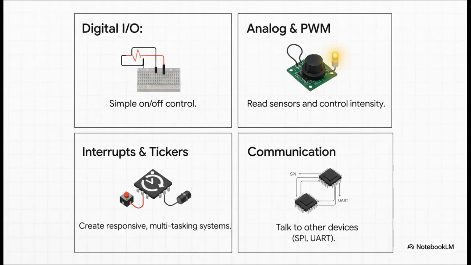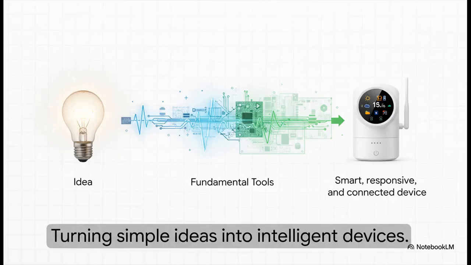So let's do a quick recap of the building blocks we just covered. We have digital controls for simple on-off actions. We have analog and PWM for reading the world and controlling things with nuance. We have interrupts and tickers to make our projects responsive and able to multitask. And finally, we have communication protocols to connect to a whole world of other electronics. And these aren't just abstract ideas. This is your toolkit. These are the fundamental principles you're going to use to turn any simple idea into a smart, interactive, and connected device.